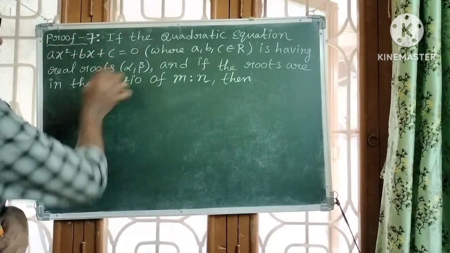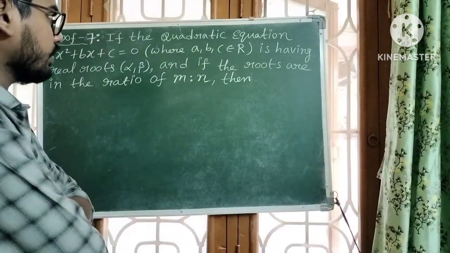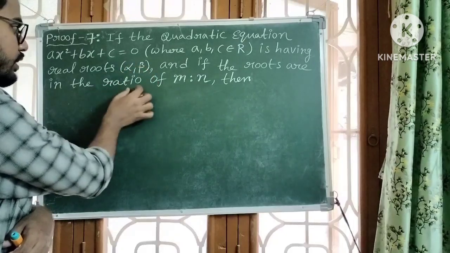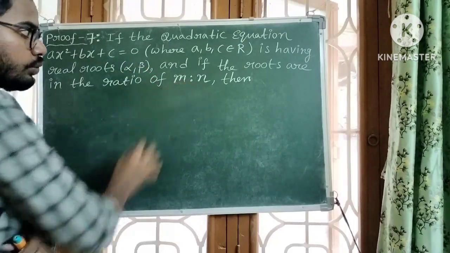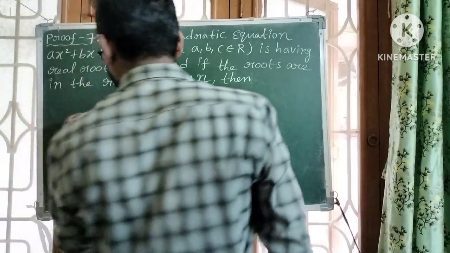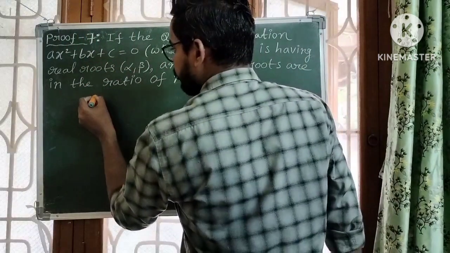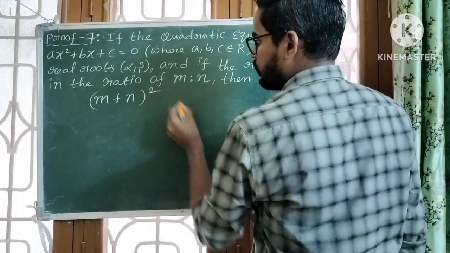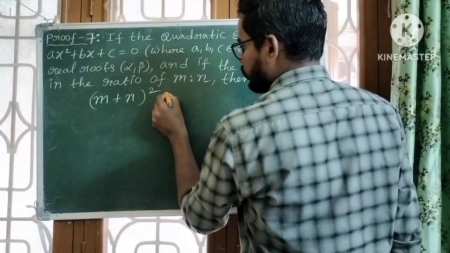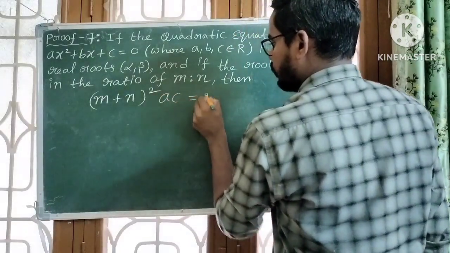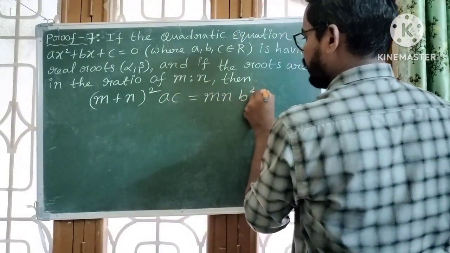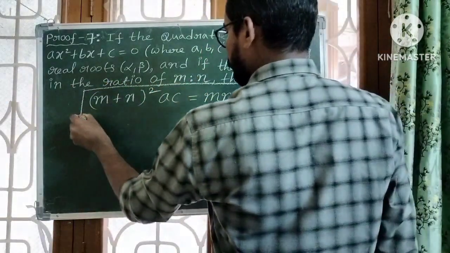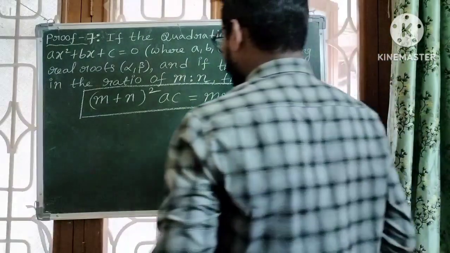So those roots are alpha and beta. Real roots alpha and beta. And if the roots are in the ratio, so here alpha and beta are in the ratio m is to n, then prove that m plus n whole square into AC is equal to mn b square. Then prove that m plus n whole square into AC is equal to mn b square.